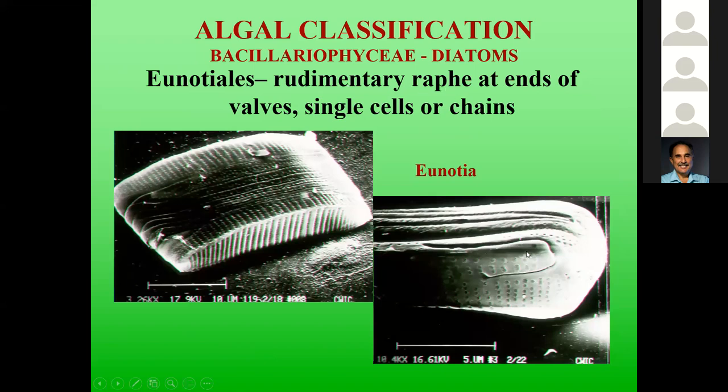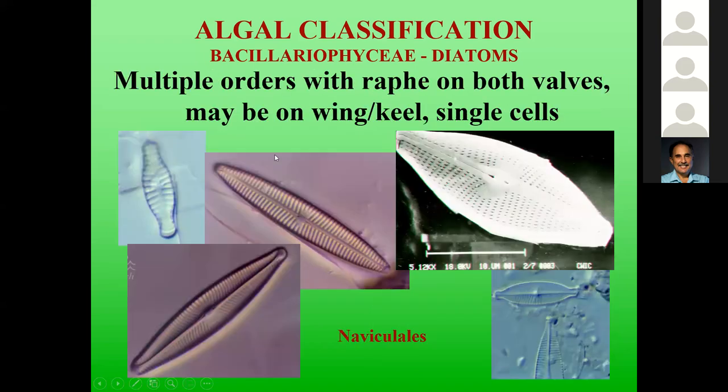Eunotiales has a rudimentary raphe, just a little bit on the end of each cell, so they kind of move around a little, but not much. There are multiple orders that have a raphe on both valves. It could be on a wing or a keel, it may be running right down the middle. The classic is Navicula, the Naviculales, but there's got to be 60, 70 genera in here, and they keep splitting off new ones based on features.